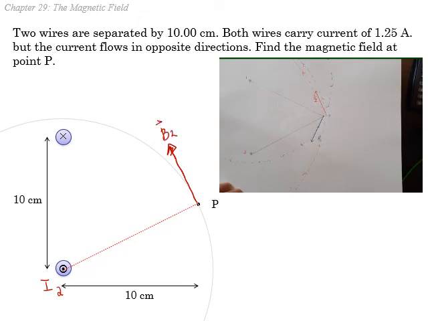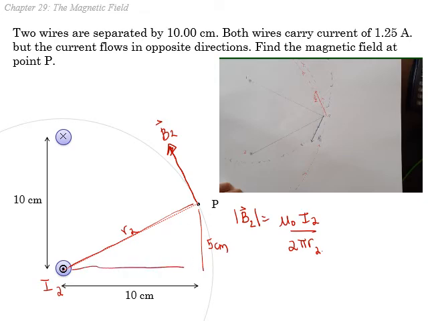Let's find the magnitude of our magnetic field B2. So the magnitude is going to be mu naught times I2 over 2 pi R2. So R2 is from the wire to the point. There's R2. So that goes up by a vertical distance of 5 centimeters, and it goes to the right horizontal distance of 10 centimeters. So the magnitude of R2 is the same as the magnitude of R1, which is 11.2 centimeters.